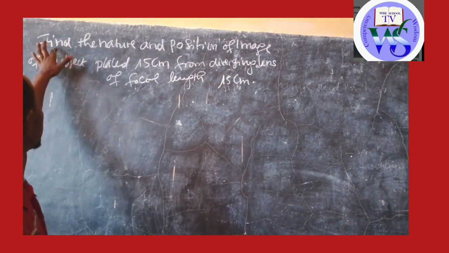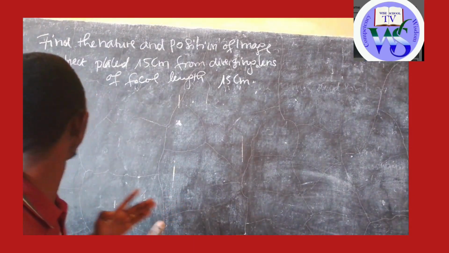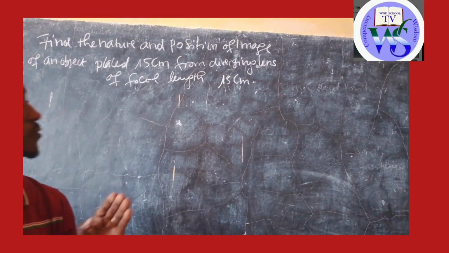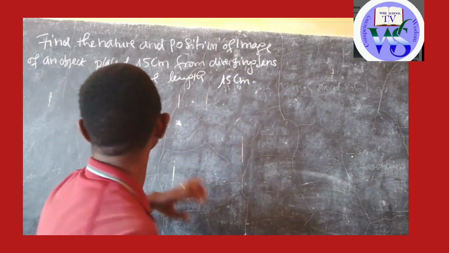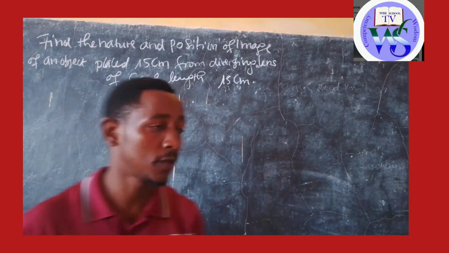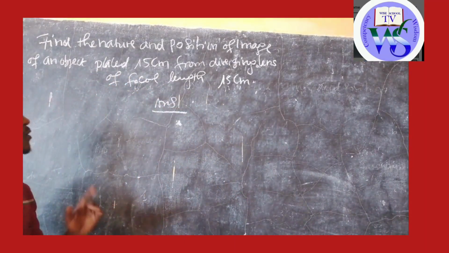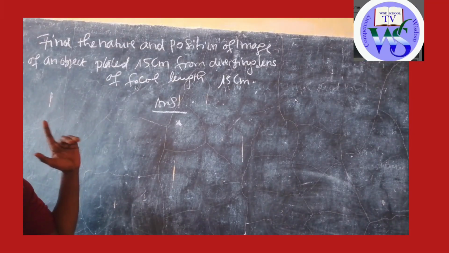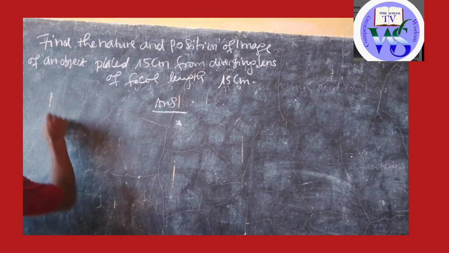So the question is: find the nature and the position of the image of an object placed 15 centimeters from a diverging lens of focal length 15 centimeters. So, answer for that question. We need the nature and the position of the image.